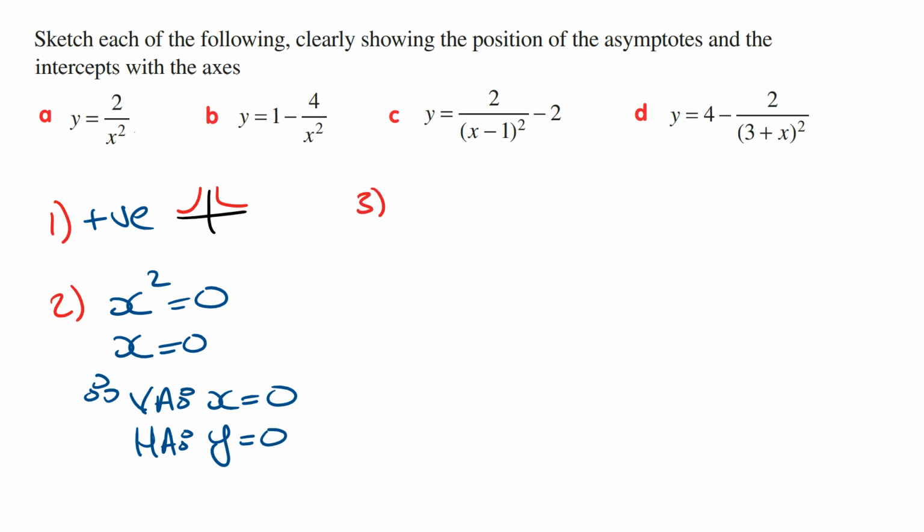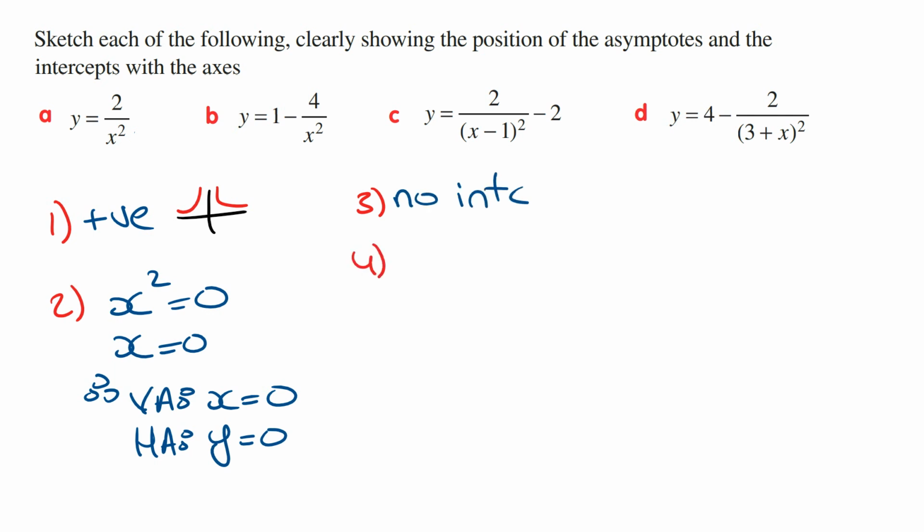Step 3. We need to work out the x and y intercepts. Now, because the vertical asymptote is the line x is equal to 0 and the horizontal asymptote is the line y is equal to 0, and we know that graphs cannot cross these asymptotes, then this means that there's not going to be any x or y intercepts. And so for this question, there's going to be no intercepts.